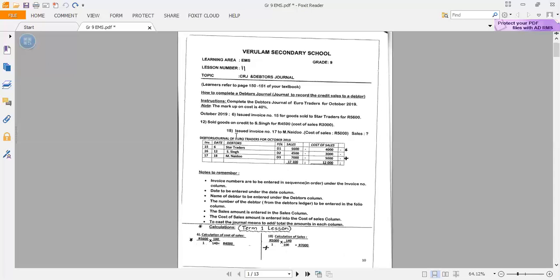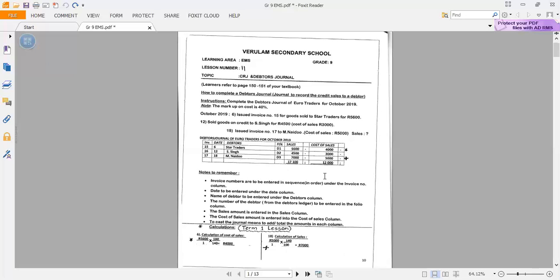On the 18th, we issued invoice number 17 to M. Naidu. Here, we are not provided the sales amount. We are only given the cost of sales, which is 5,000 Rand. So I'm going to go to my debtors journal, invoice number 17. The date is the 18th. The name of the debtor is M. Naidu that I record under debtors. Then I go to the sales column. I don't have that amount of 7,000.